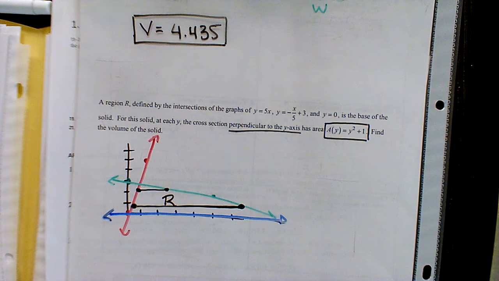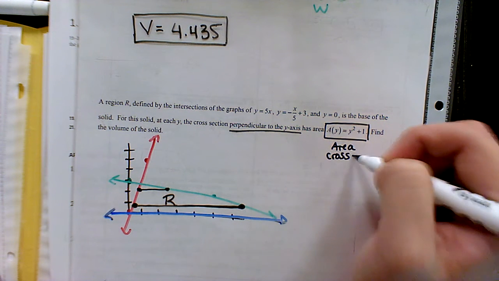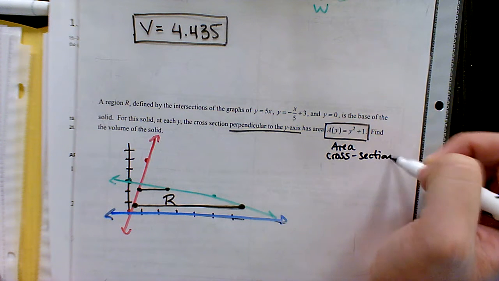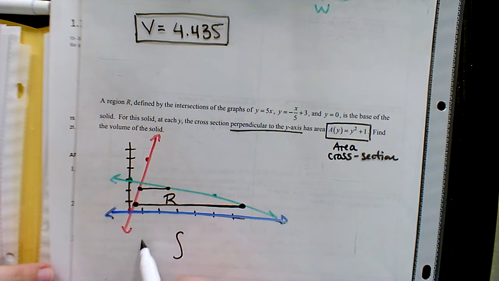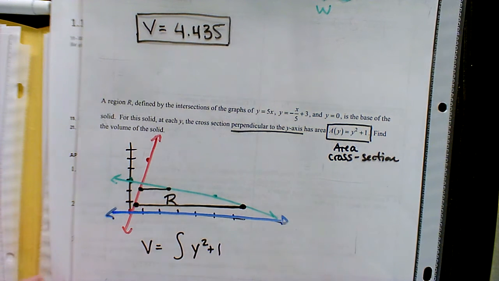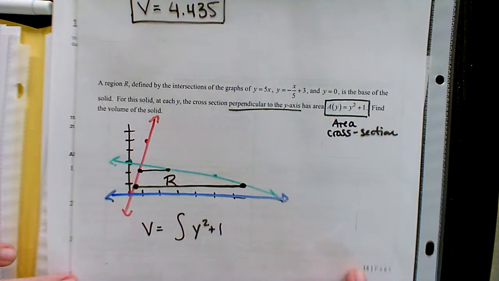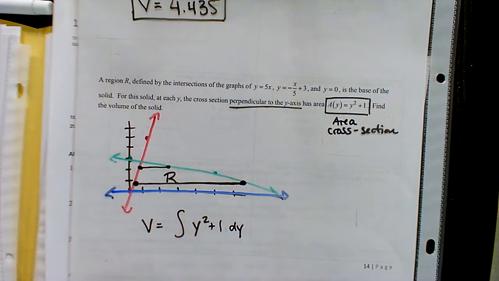It doesn't specifically say square or rectangle or semicircle, but what it does give us is the area of the cross-section. And technically, this is all we really need, because in order to figure out the volume of this region, we have to integrate the area of the cross-section. So let's go ahead and integrate that y squared plus 1. This would be a dy integral because we're perpendicular to the y-axis. So we just got to make sure that the bounds on this integral are in terms of the y-axis.